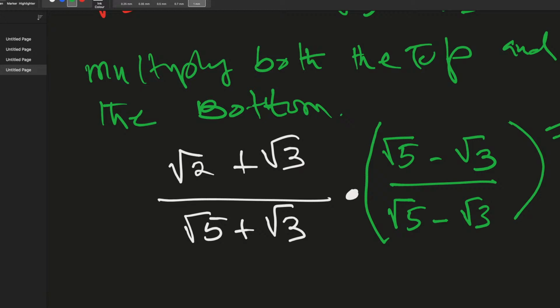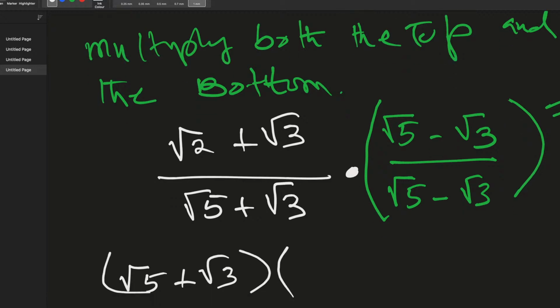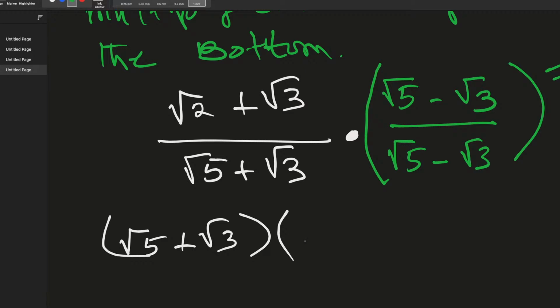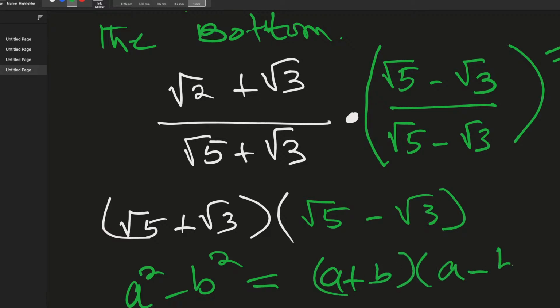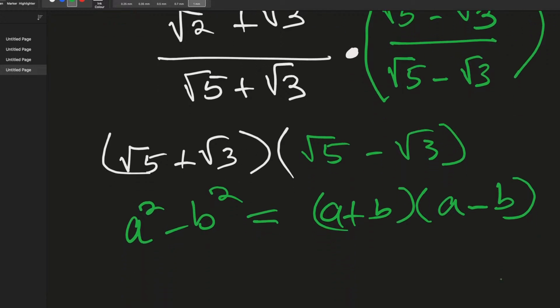Also, things will be easier if we look at the bottom. We have root 5 plus root 3 multiplying our green, which is root 5 minus root 3. Friends, that is where our concentration is supposed to be. Why? Because we know that a squared minus b squared is always given as a plus b into bracket a minus b. So having this at the back of our mind, our equation is going to look like that.